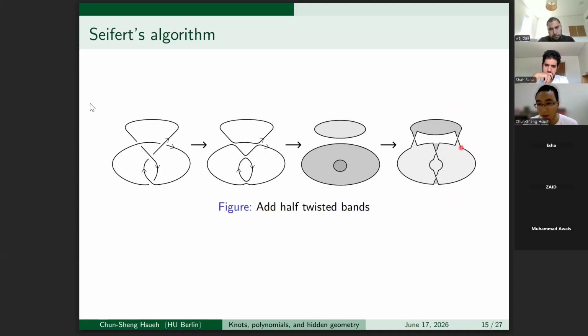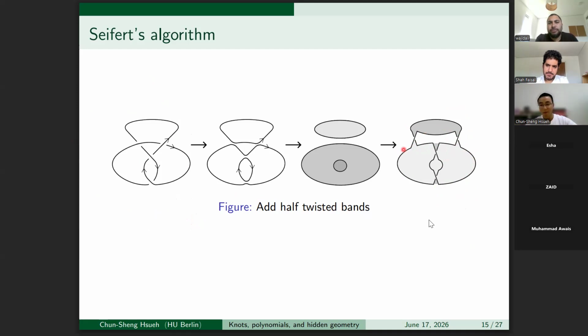That one can check. And one can also check that the boundary of this surface is precisely the knot you started with. So this proves that if you give me a diagram of your knot, I can build you a Seifert surface for it like this.